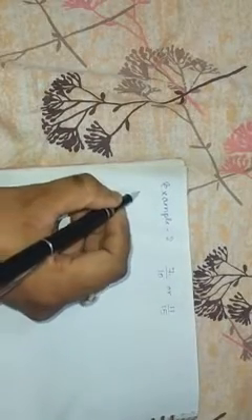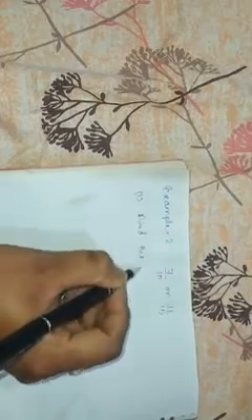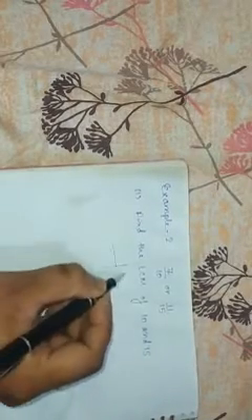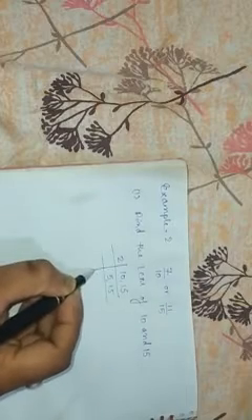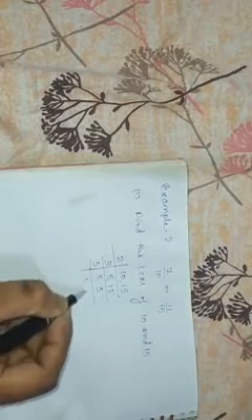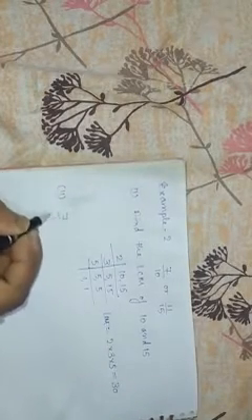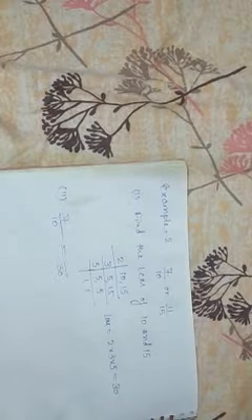So first step is LCM. Find the LCM of 10 and 15. Two fives are 10, 15 as it is. 3 5s, 5 ones are 5. So LCM will be 2 into 3 into 5. It comes 30. Now find the equivalent fractions of 7 by 10 and 11 by 15, in such a way that the denominator of the equivalent fraction must be equal to the LCM.